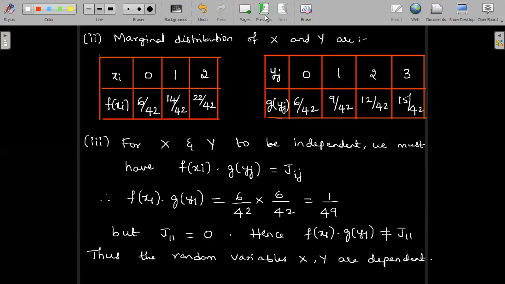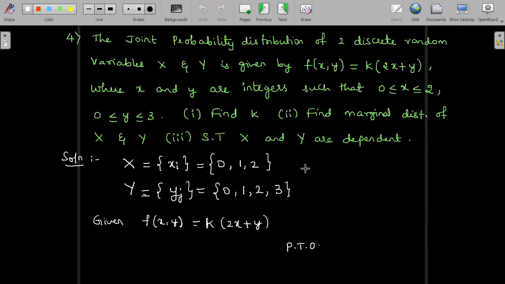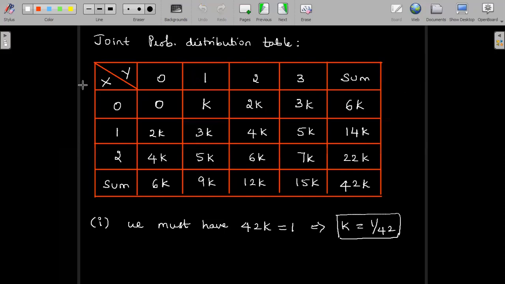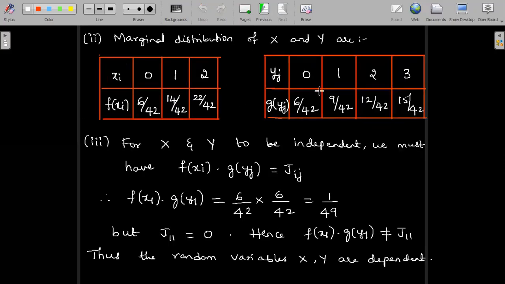Okay, so we have this problem which was with respect to finding the k value using the joint probability distribution function, and the function f of xy was defined as k into 2x plus y. So in this manner, with the help of the joint probability distribution table, we will be easily able to find out the value of k. And finding the marginal distributions will help us to show that x and y are dependent random variables.